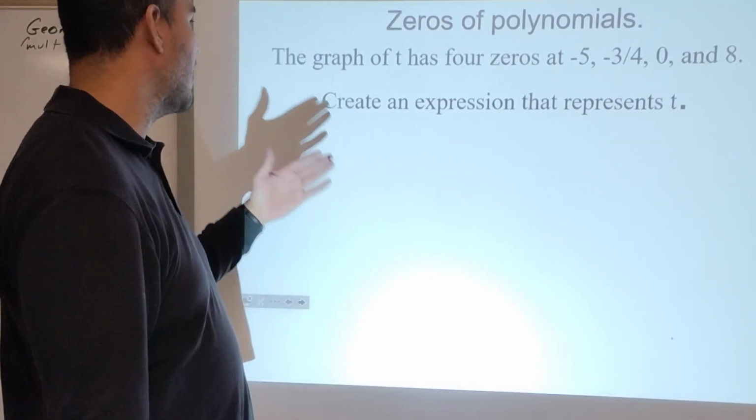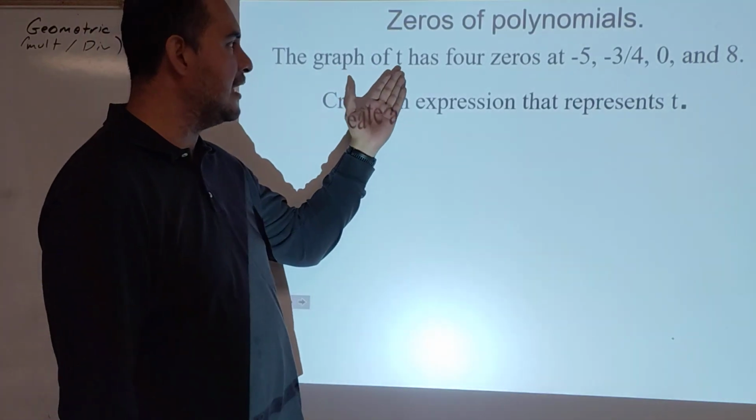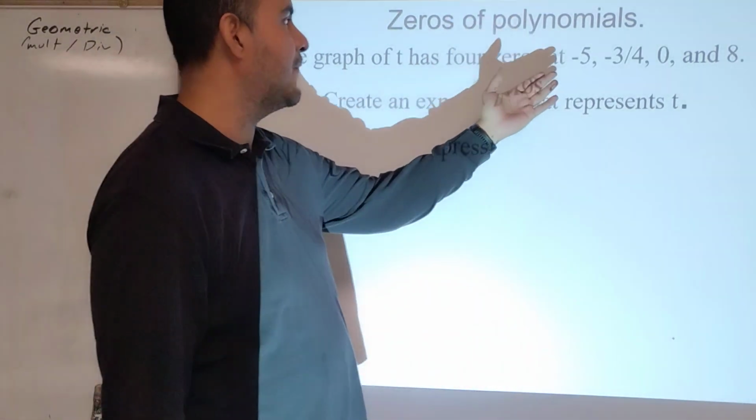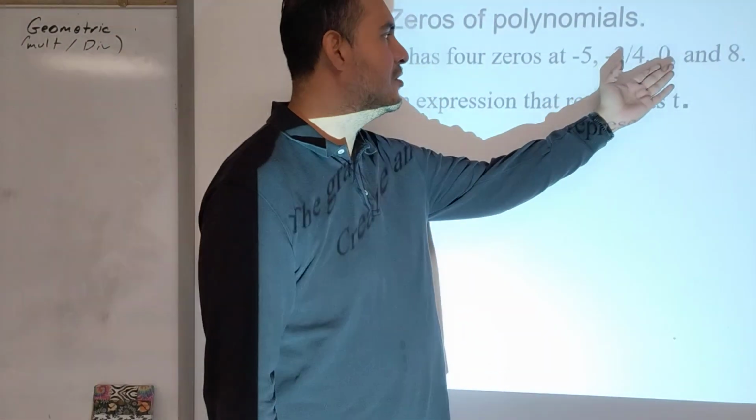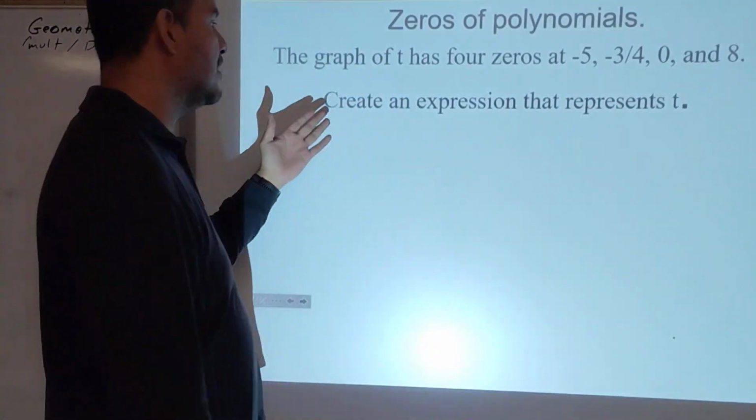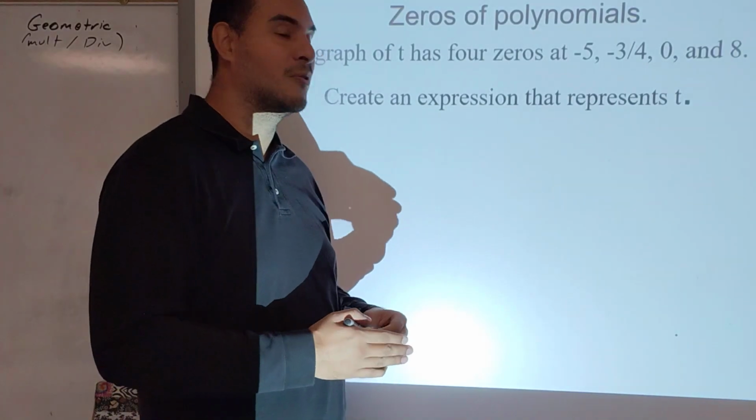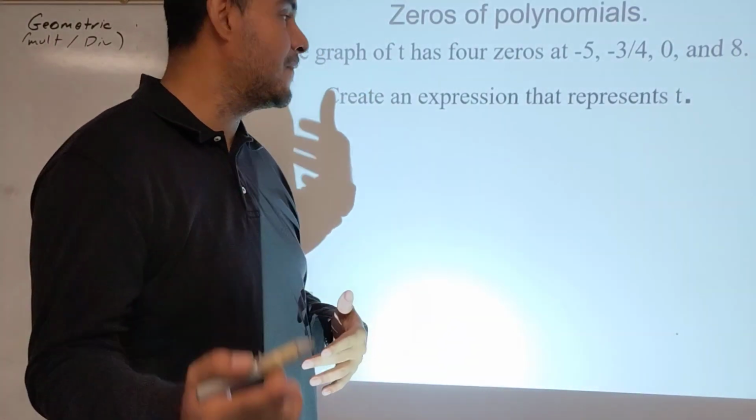Here's our situation. We have a graph of a function whose name is t, has 4 zeros at -5, -3/4, 0, and 8. And it says create an expression that represents t. Now our easiest way to go about this is to create a function that is in factored form.